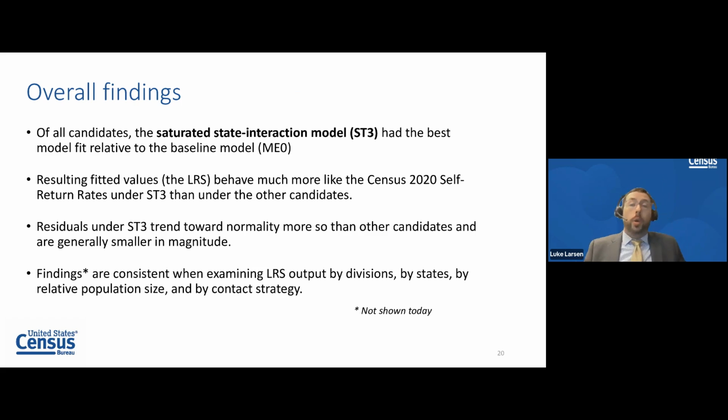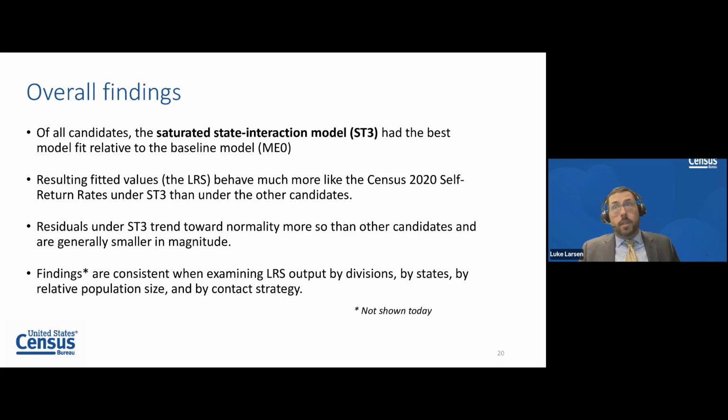So overall, we were finding strong showings of our saturated state interaction model, throwing in everything in the kitchen sink, as having the best model fit relative to the baseline model that we were having under consideration. We found that the fitted values and the residuals alike did seem to favor the more complex models.